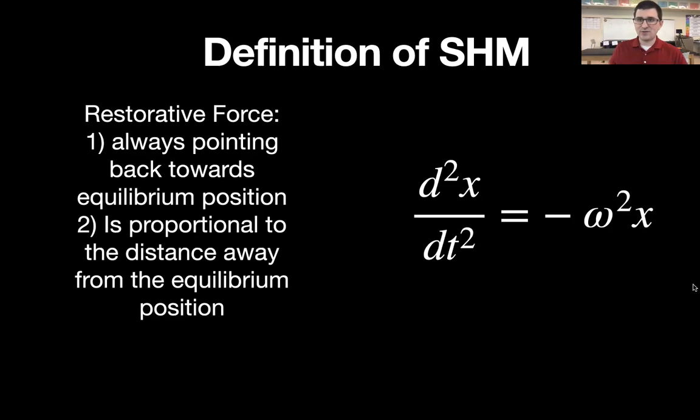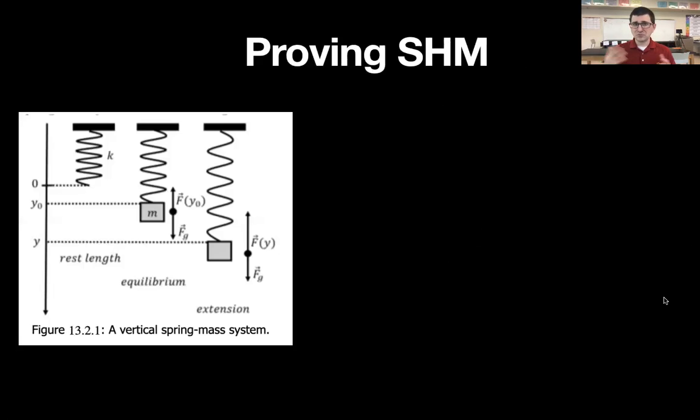So what does that look like if you're asked to prove it in a problem? Let's prove it for a vertical spring. We've already proved it for a horizontal spring. For a vertical spring, the equilibrium position is not at zero. The equilibrium position, the point at which it's oscillating around, is at the equilibrium position of the spring.